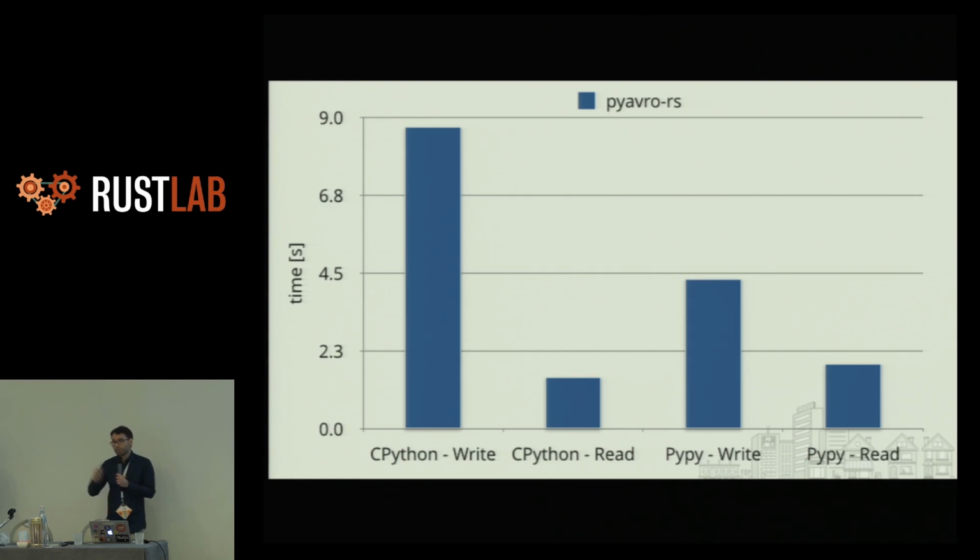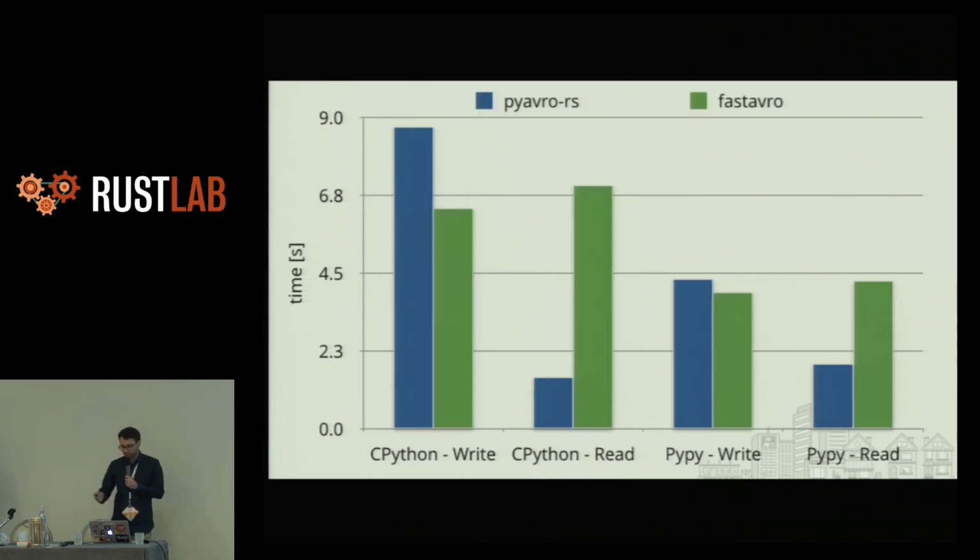Now I want to compare our library with FastAvro, which does exactly the same thing, but written in C. Here we go. Sometimes you're faster, sometimes you're slower. The important part is that they are comparable. If they are comparable, there is no reason why you should write C instead of Rust. That's it. You can write Rust. Tell your coworkers it is as fast as possible.